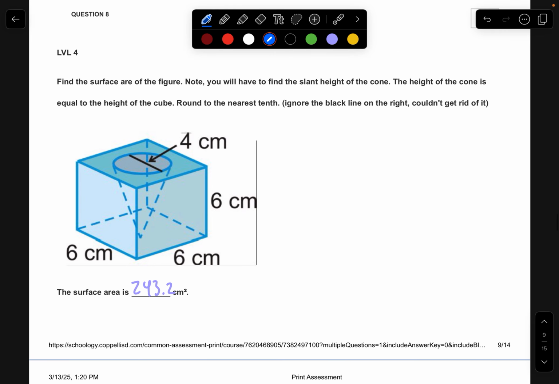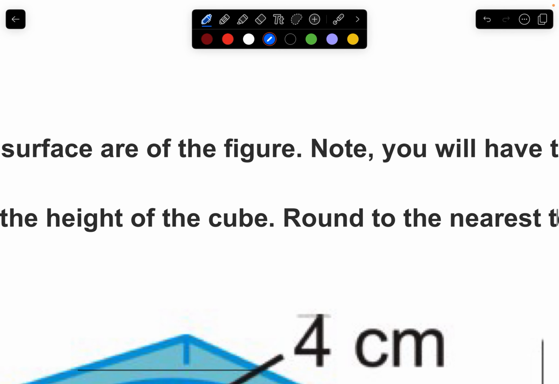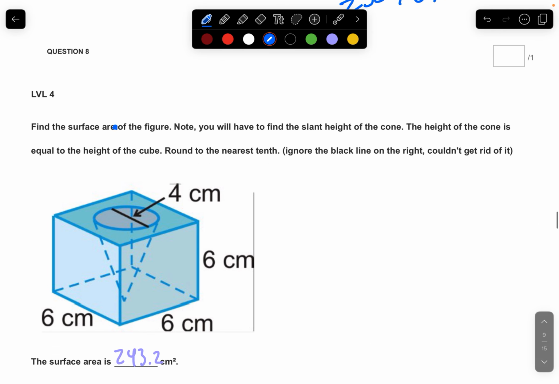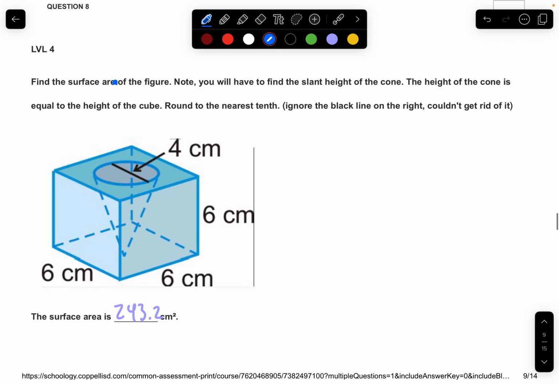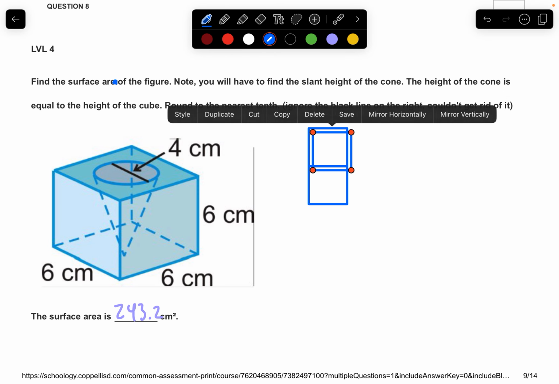Find the surface area of the figure. Find the first surface area, oh my goodness, of the figure. There's a lot of work to happen here. So I'm going to do my best to explain. So we have a cube. Now, I'm going to draw a square. I'm just going to try to explain this, guys. I know it's hard to explain. So I know it's hard to understand.